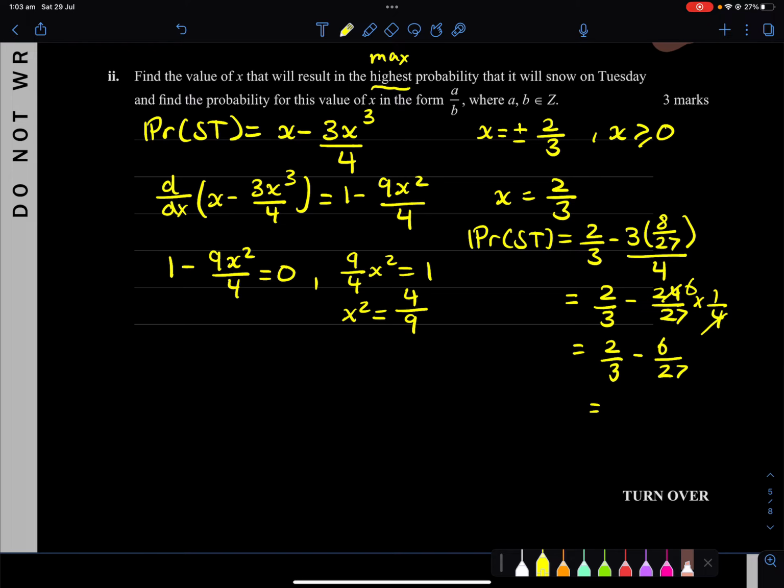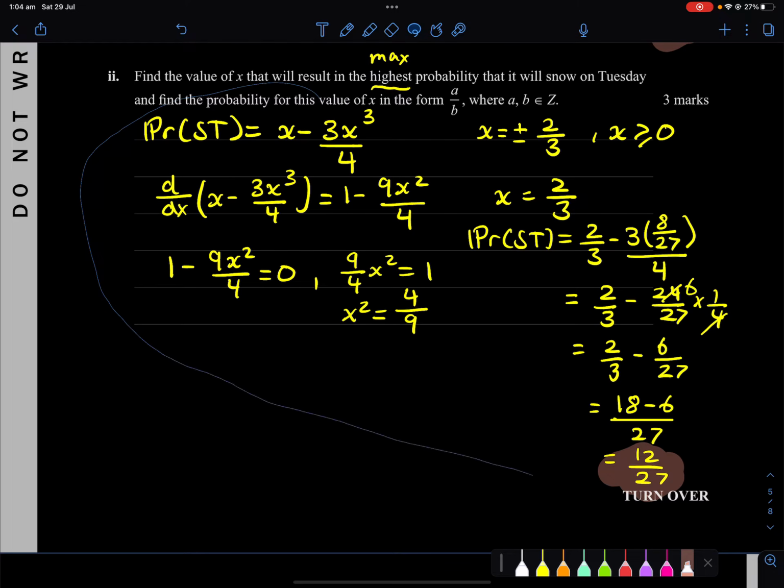If I'm not mistaken, 9, 18, 27. So this will be 18 minus 6 all over 27, which is equal to 12 over 27. Is that right? I think so. All right, I'm going to just move on to the next question. I hope that is right.